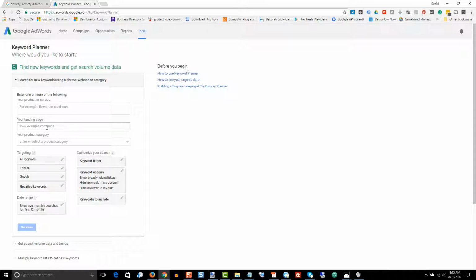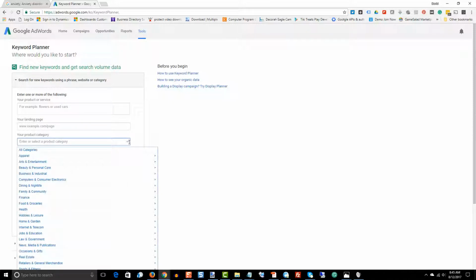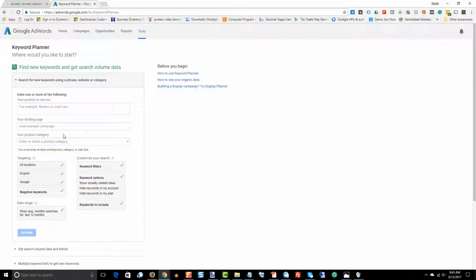Your landing page, this is kind of nice. If you have a page that you're trying to rank for keywords, you can put the page in here and it'll actually go grab what it thinks the keywords for this page are and give you an analysis and breakdown of how that page is doing as far as what keywords it's looking at and how they rank and how competitive they are. You can use a product category. So for instance, if you're a store and you are selling a product, you can pick from the list here of all the different categories, and it'll give you ideas within that category.